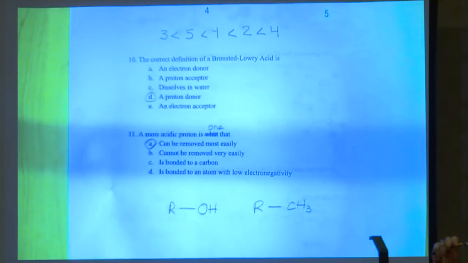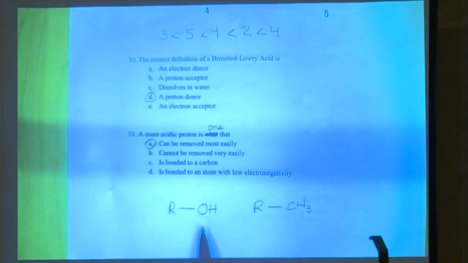I was going to say that it's using the electron rather than the proton. So the proton gets removed easier than the electron because the OH is more electronegative. Awesome. Yeah, so that's how you want to think about it.